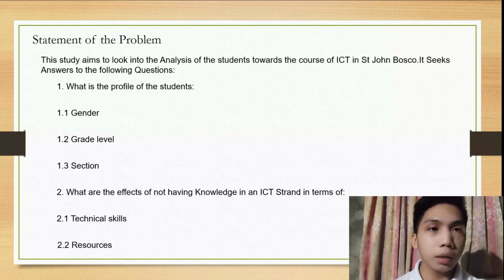technical skills, not all ICT students are skillful when it comes to programming, repairing a computer, low skill level in mathematics, solving problems, and etc. And it affects this strand because it is necessary to have all these kinds of skills. In 2.2, which is resources, some of the students have no gadgets or computer that they use in their study, so it affects them because it can cause delays in learning.